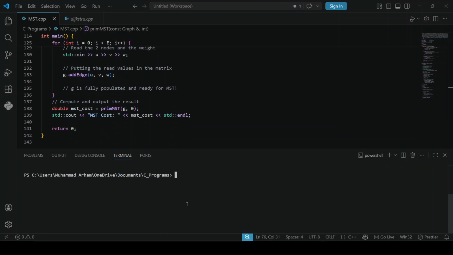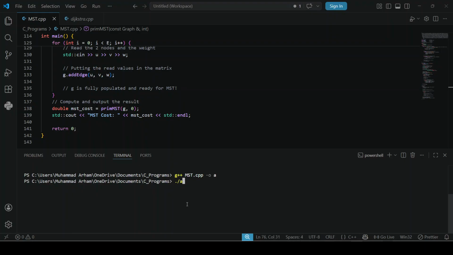So let's run the program first. Yeah, the program has compiled, so let's run it.